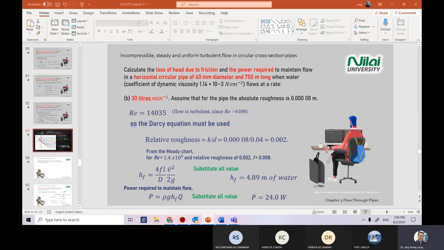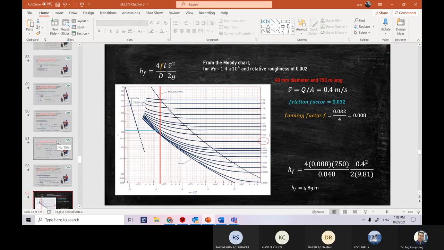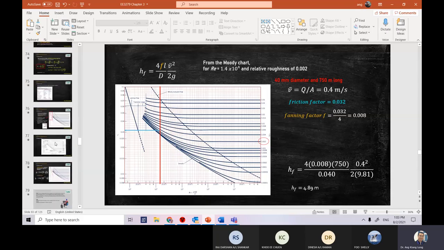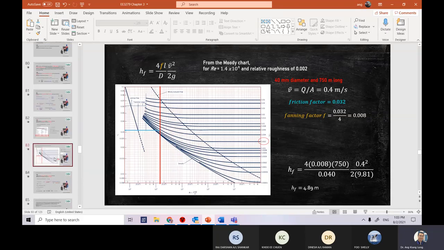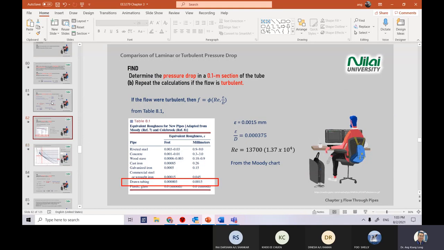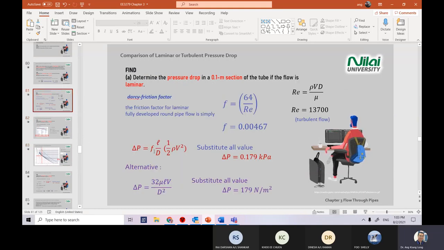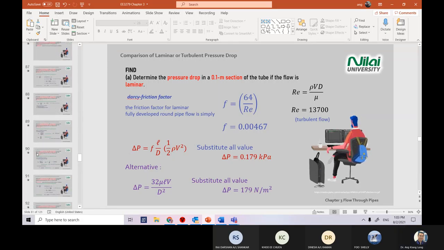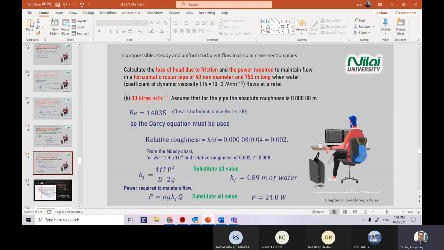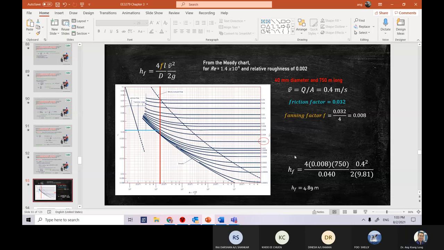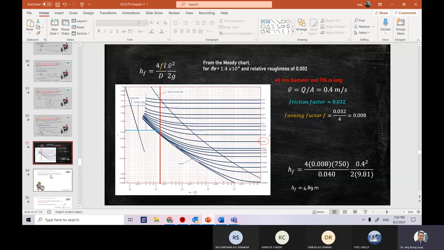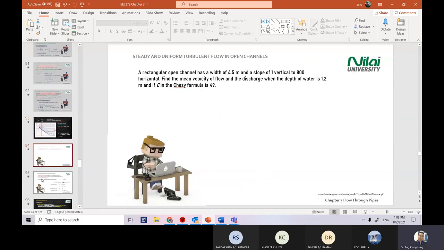It will take some time to understand these slides. You compare this example with the previous example, delta P equals fL divided by D, half rho V squared. In this equation and this example, you see hf equals 4f something. So be careful when you use the friction equation.